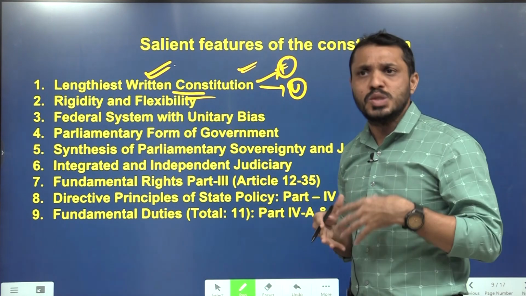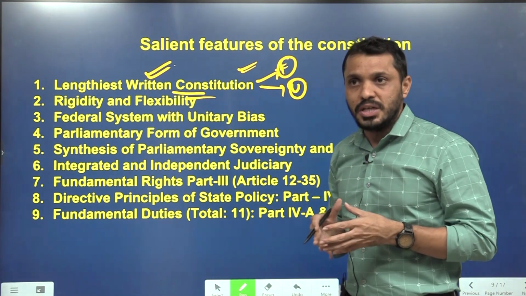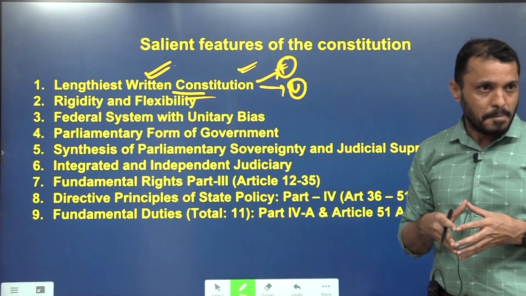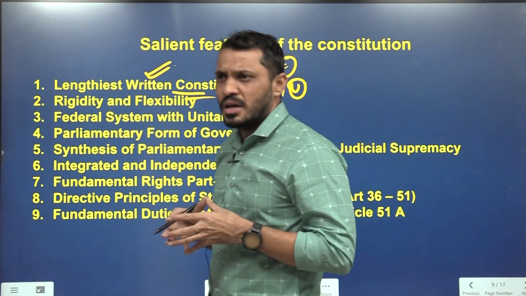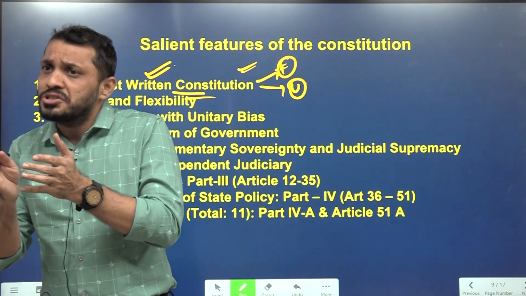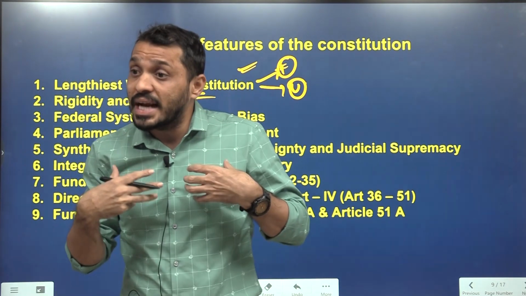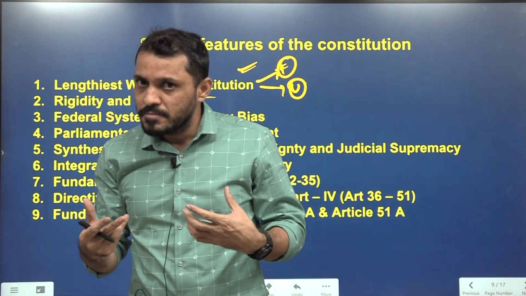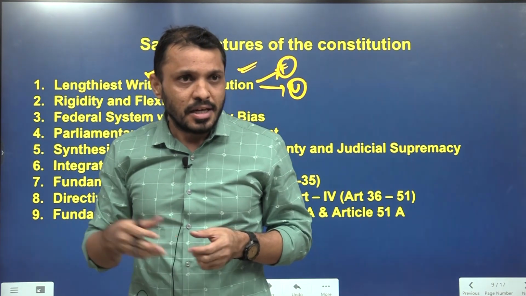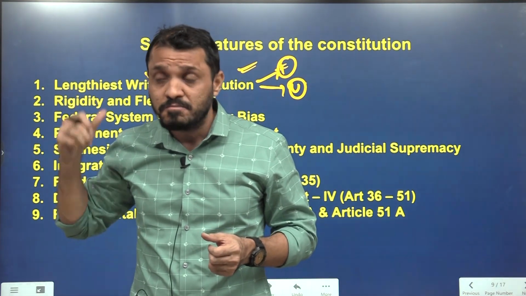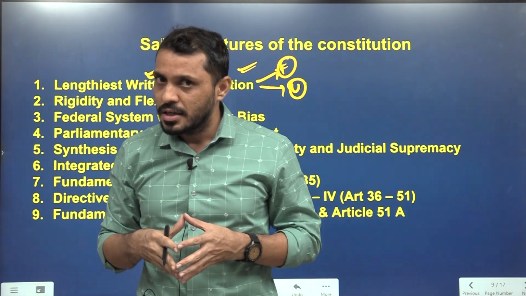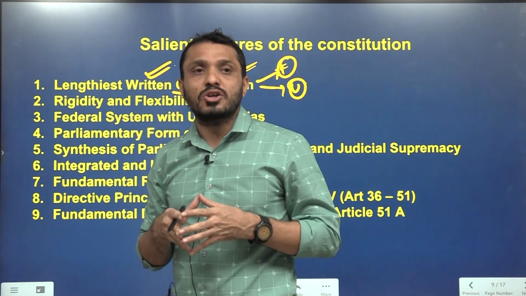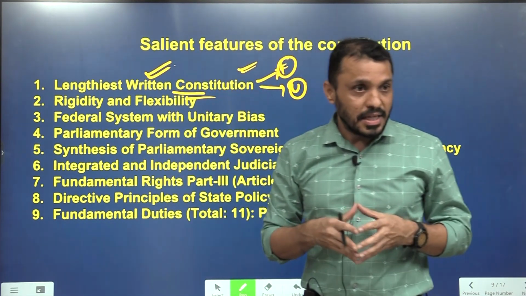If you say federal, explain why it is federal. If you say unitary, why do you think it's unitary? A written Constitution is a federal feature. How? Because if the Constitution is written, it talks about the rights of the states. Then federalism can exist. If the Constitution were unwritten, all the powers would have been assumed by the center. There is no federal system then. Are you understanding my point? This is how the concept will be applied in the exam.